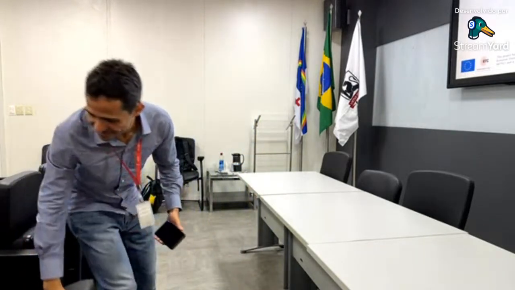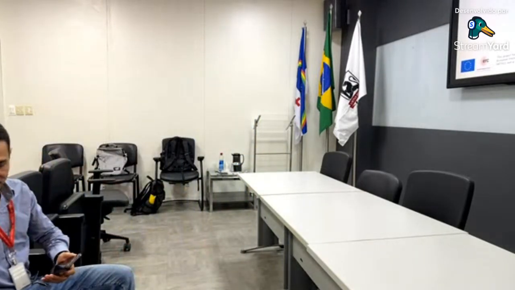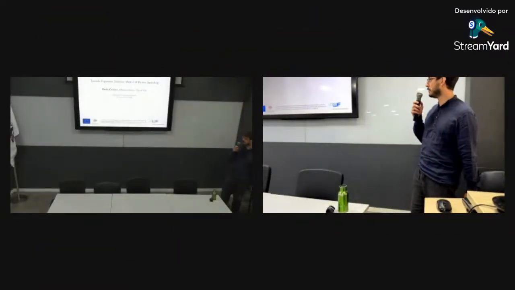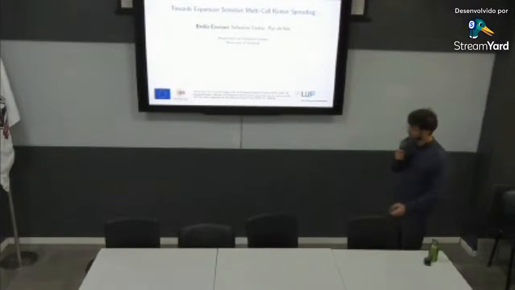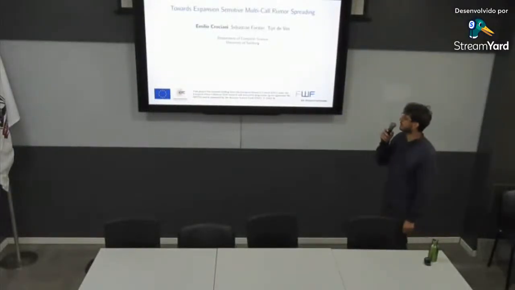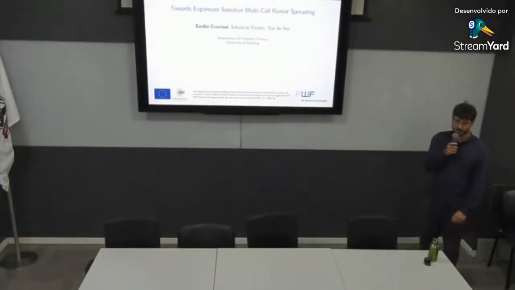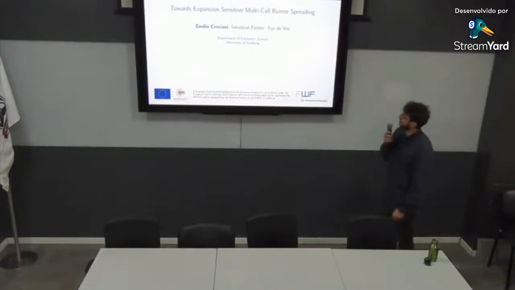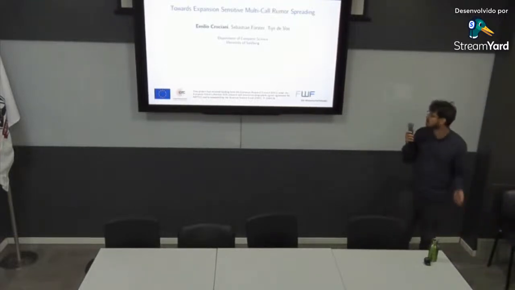Okay, so I would like to say that this work is not published yet. It's under review somewhere. It's joint work with Sebastian Forster and Tijn de Vos. It's going to be about rumor spreading, which is a stochastic process on networks, and it could be interesting from several points of view, I hope.